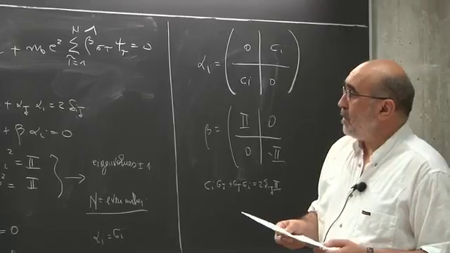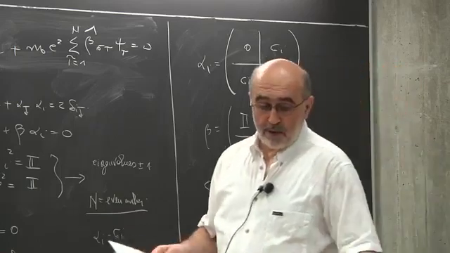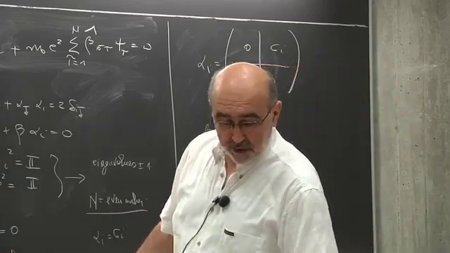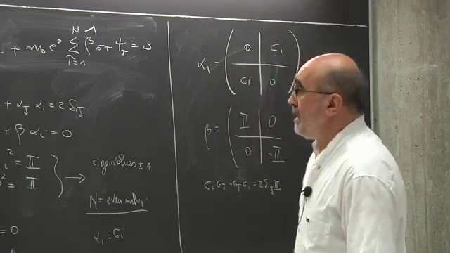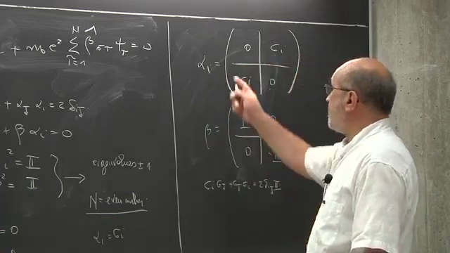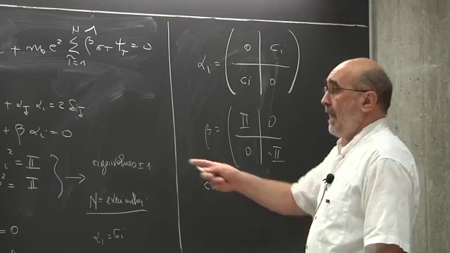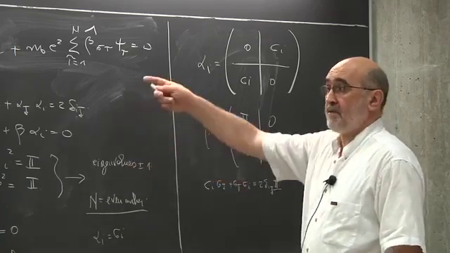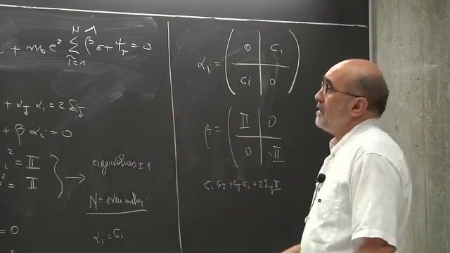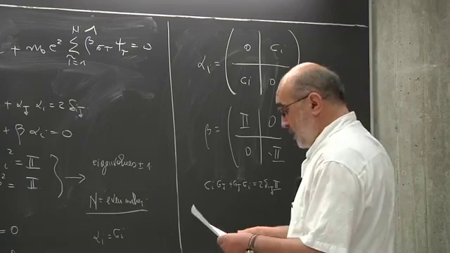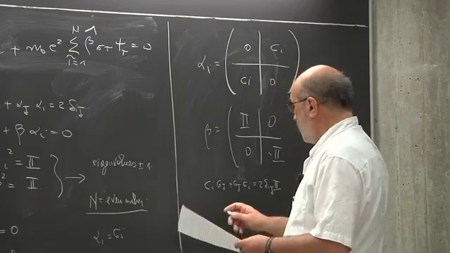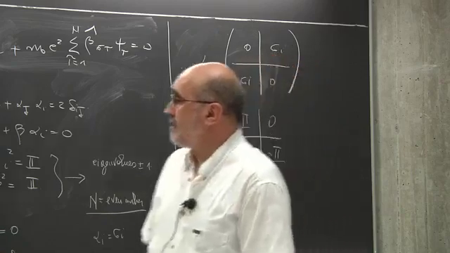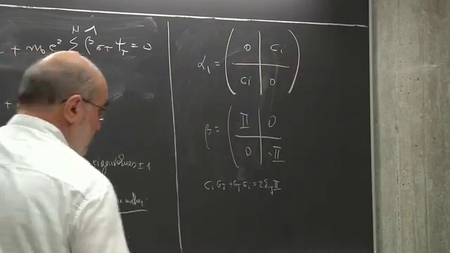Now, what I want to show you today is that this is not the only choice. You could do any unitary transformation of these matrices, and this relation would still be satisfied. So, for example, let me cancel somewhere. I'll cancel here.